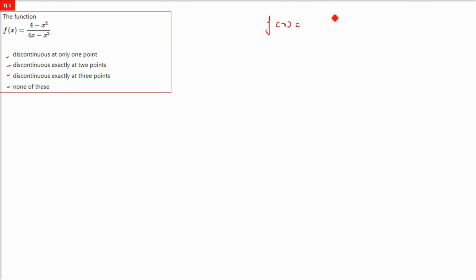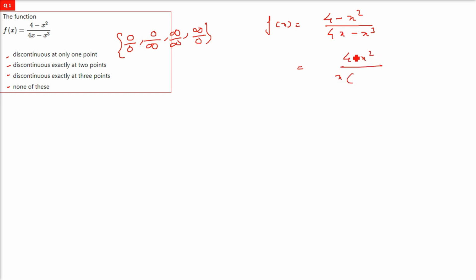For example, if f(x) is given like this, (4 minus x squared) divided by (4x minus x cube). Any function is valid when it is not giving you the form of 0 by infinity, 0 by 0, infinite by infinite, or infinite by 0. We don't want this kind of thing because it is not describable. For that we have to see the denominator and what value makes it valid. So I am taking x common from the denominator.